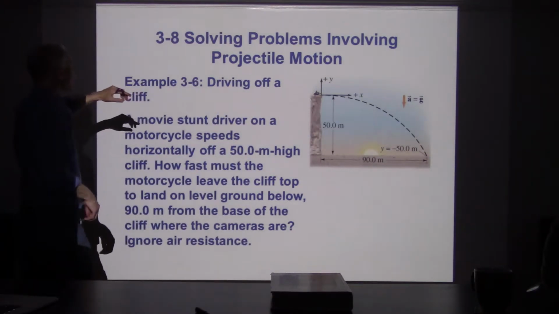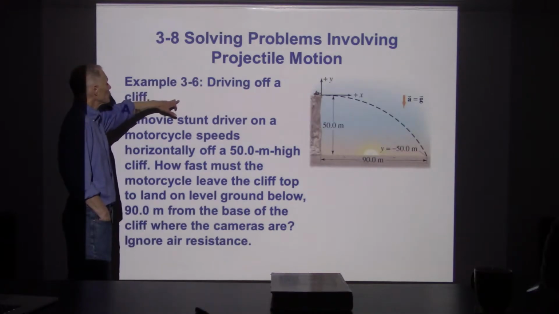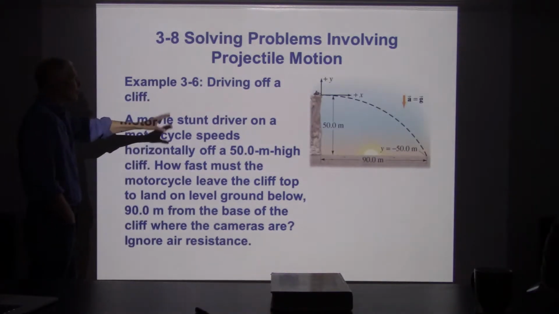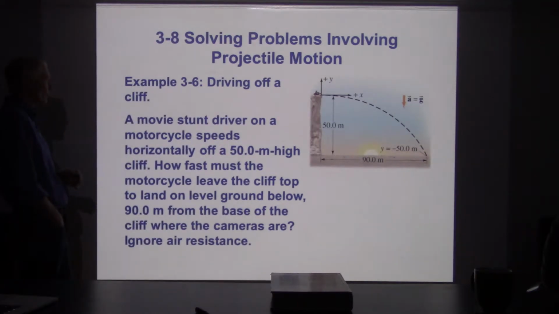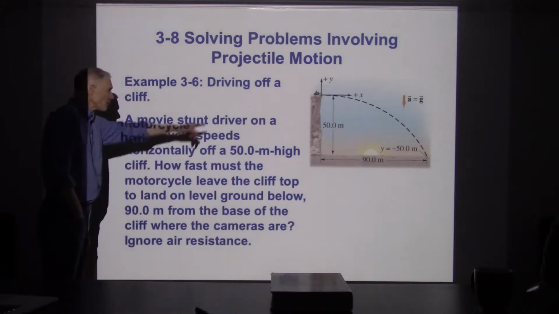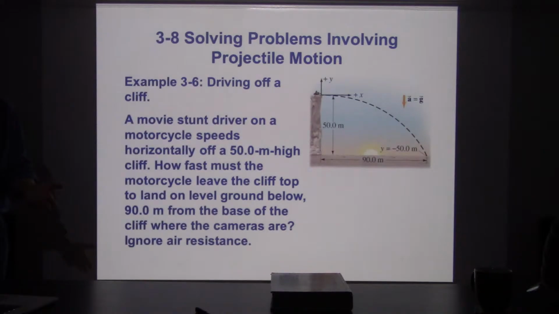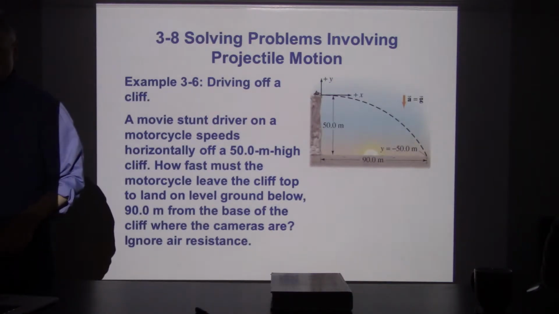Well, we had finished off with this example in projectile motion, so we were looking at projectile motion. We had a 50-meter high cliff, kind of our standard 50-meter high cliff that we seem to have in a lot of problems, and we're trying to drive off that cliff at a high enough speed that we can land safely 90 meters from the base of the cliff. That's where the cameras are set up, ready to catch this landing.